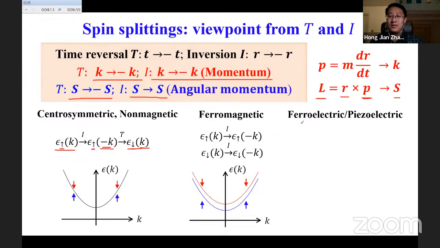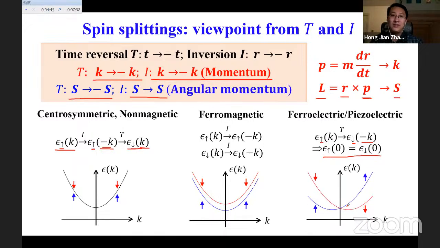If we look at ferroelectric or piezoelectric materials, these kinds of materials lack inversion, so here we only have time reversal. Time reversal tells you epsilon up k equals epsilon down minus k, since under time reversal spin is flipped and the momentum gets a minus sign. When k equals zero, at the zero momentum point, spin up and spin down are degenerate. But at a non-zero k, there is no degeneracy between spin up and spin down. So typically the band structure looks like this.